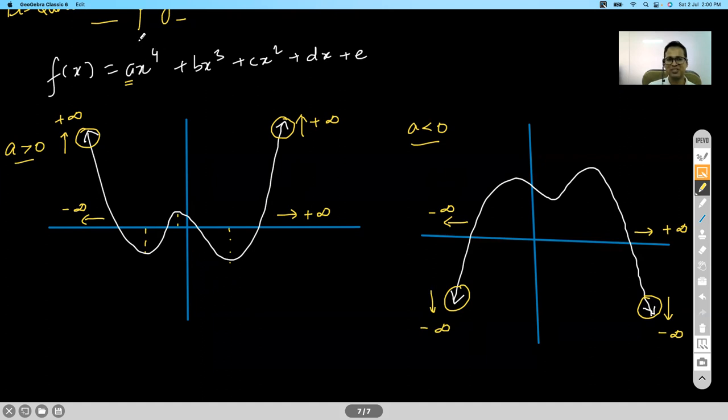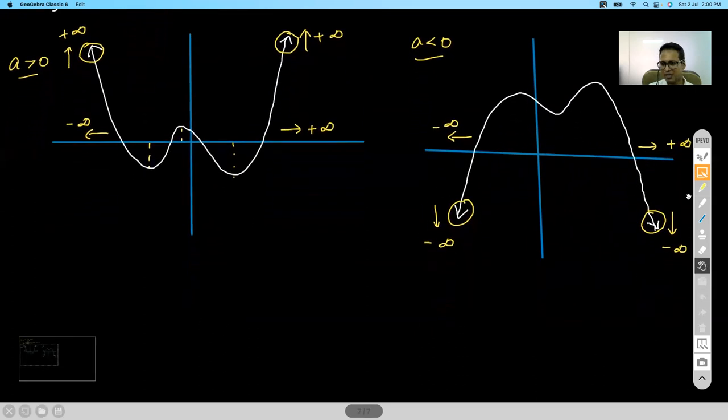The reason is the same because this is the dominating term. And note that even for plus or minus, this is always going to be positive. So if this is positive, everything will open upwards. And if this is negative, everything will open downwards. Okay. So that is how your graph of a biquadratic is going to look like.